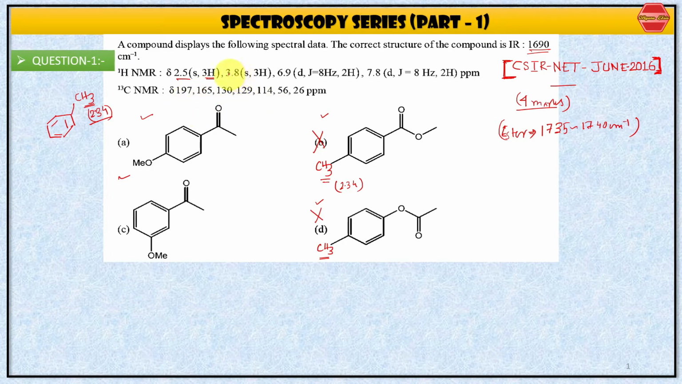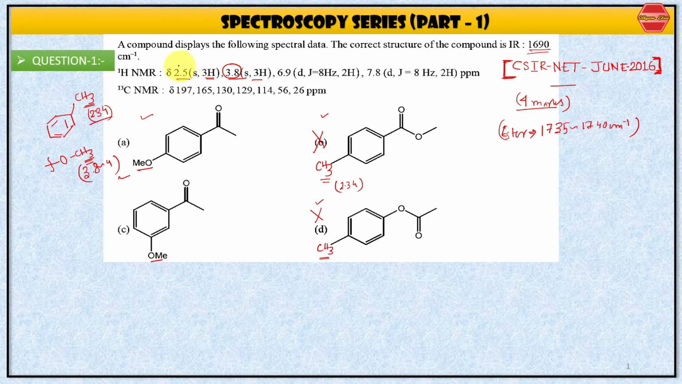Now you have to find the second value we have, the 3.8 singlet, which is for 3 hydrogens. This value is quite important. A value of 3.8 indicates the OCH3 protons. If we have a compound with OCH3, these protons show values around 3.8 to 4 delta. So in the compound we need to find out whether the OMe group is present or not. This compound has the OMe group, and this compound also has the OMe group.